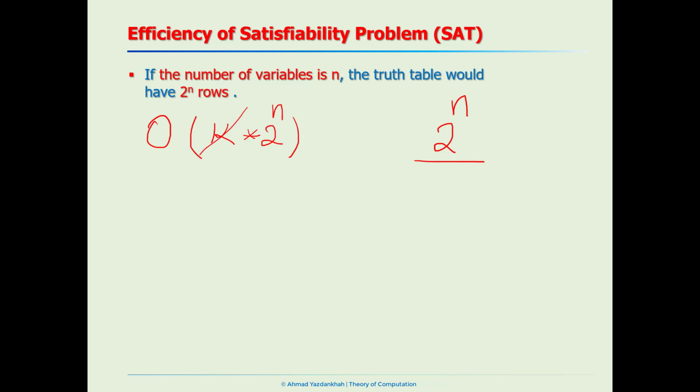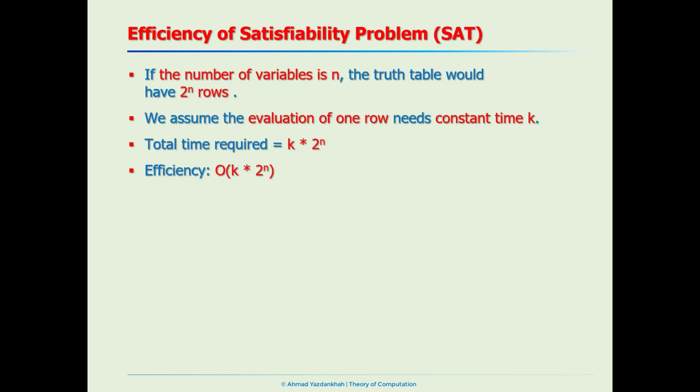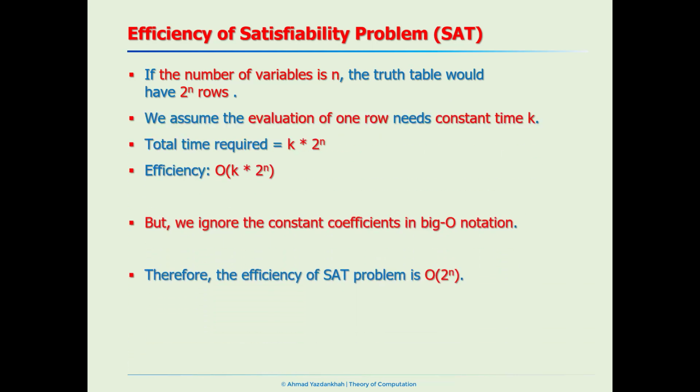But we say the k is a constant, and we can remove that, so it will be big O of 2 to the n. So this is the complexity of this problem. So now let's talk about its advantages and disadvantages.